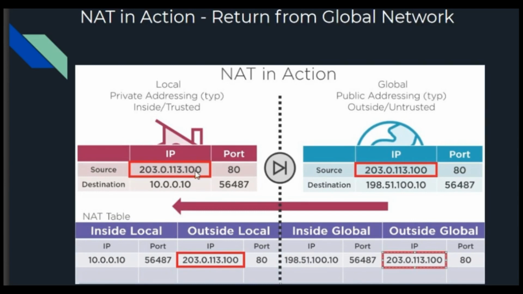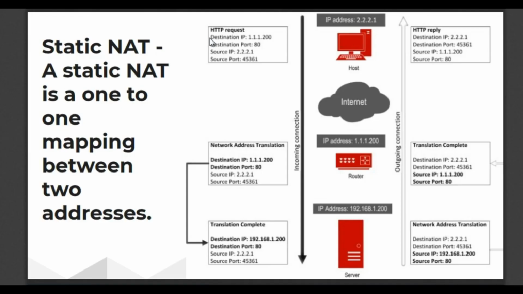Here is one example for better understanding. We have already discussed static NAT, but here is one example. Static NAT means it's a one-to-one mapping between two addresses. It's mapping a private IP address to a public IP address, and a public IP address to a private IP address. And here is one example of how it works.